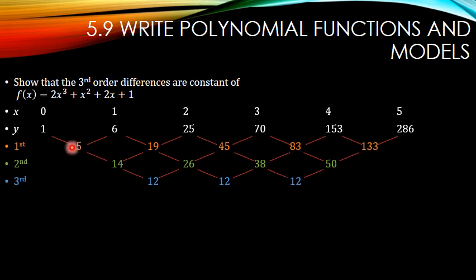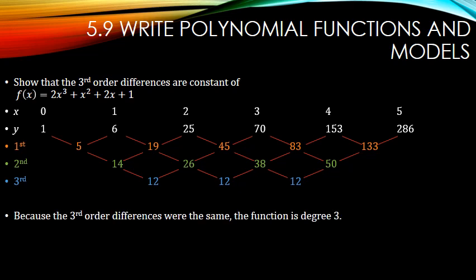Notice we did 3 levels of subtractions to get them to be all the same. So the third order differences are all the same. They're all 12 in this case. Since the third order differences are the same, we know the degree is 3.